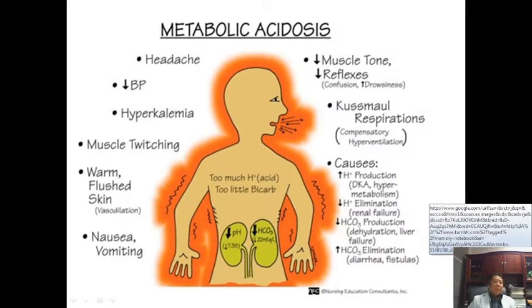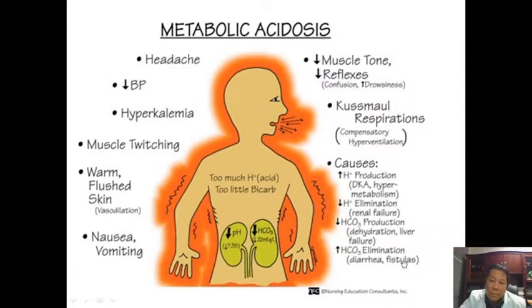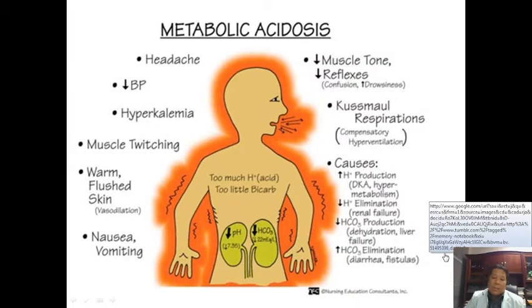On the other hand, metabolic acidosis. Again, the possible causes of metabolic acidosis would be increased hydrogen production, such as in the case of diabetic ketoacidosis or hypermetabolism; decreased hydrogen ion elimination, such as in the case of end-stage kidney disease or kidney failure; decreased production of bicarbonate, or HCO3, such as in the case of liver failure or dehydration; or increased bicarbonate elimination.